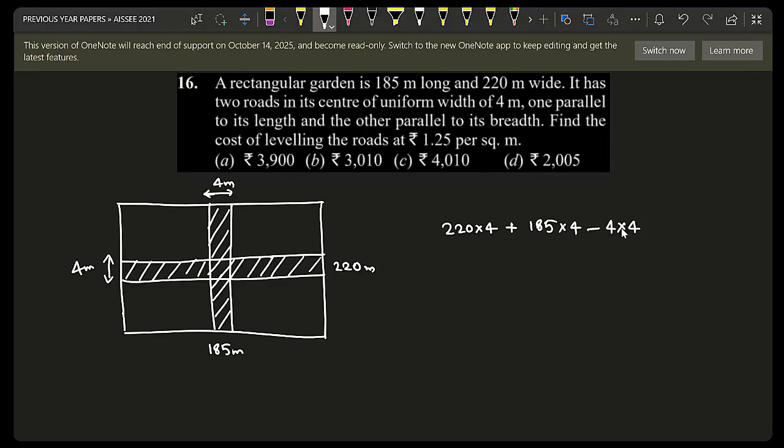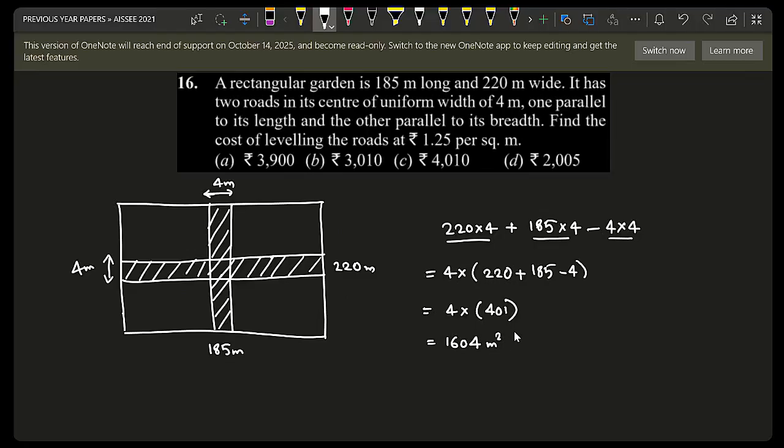Okay. Now there are three terms and we can see one common term, that is 4. So 4 can be taken common. So what is left in the first term? 220. Second one is 185 and the third one is 4. So let us simplify this. 4 into 220 plus 185. So we can add. So 5, 0 and 3. So we are getting 405 minus 4. You'll be getting 401. So 4 into 401 is 1604 meters square. This is the complete area we want to level the roads.